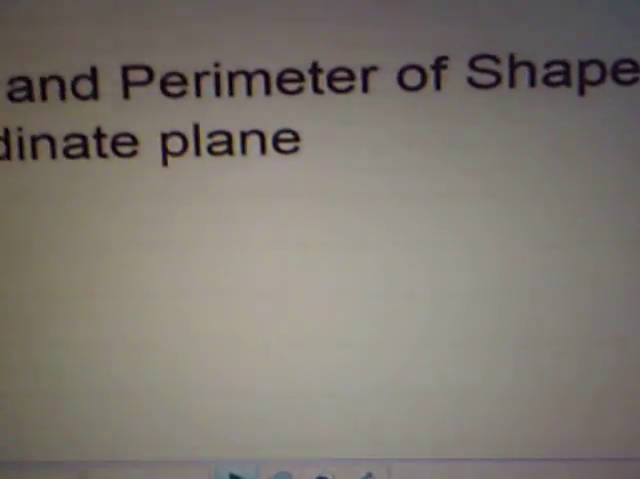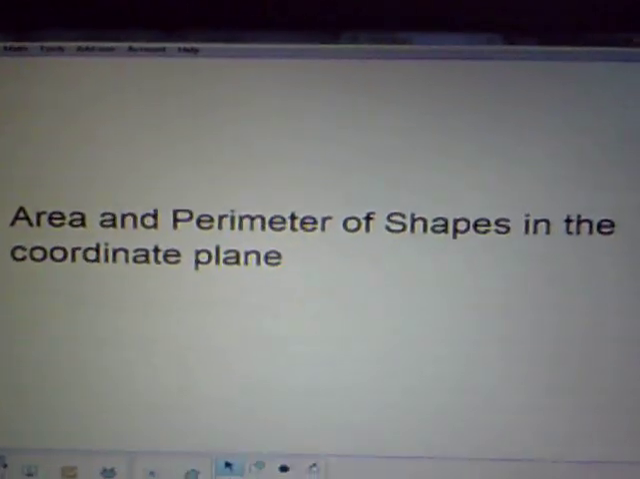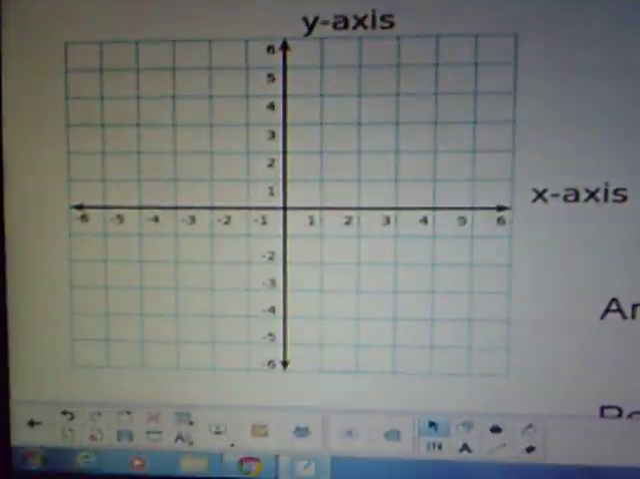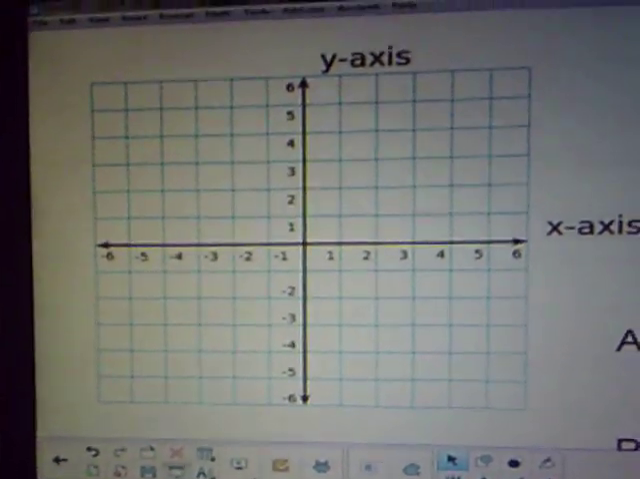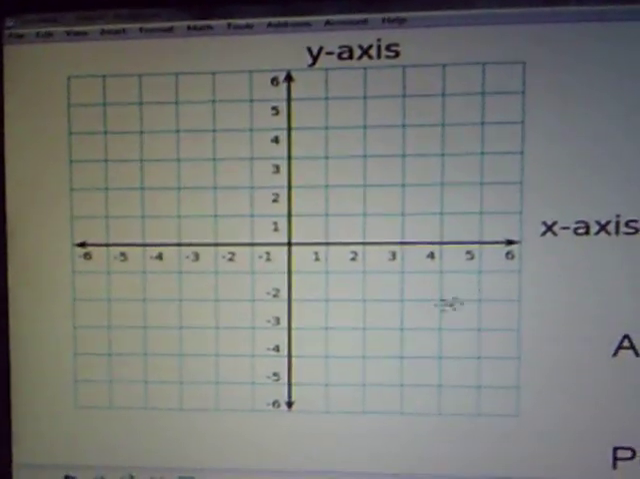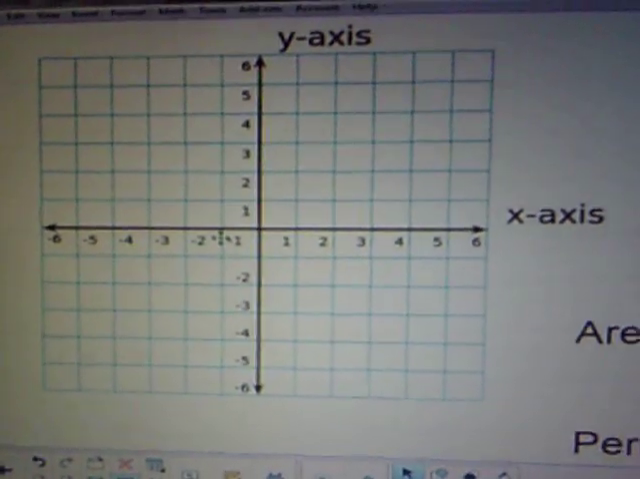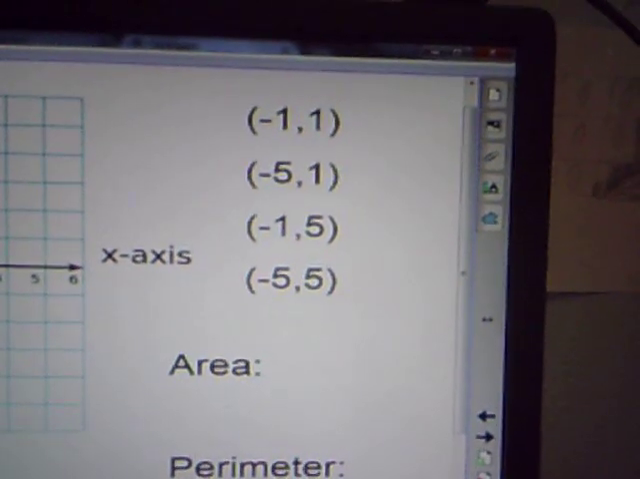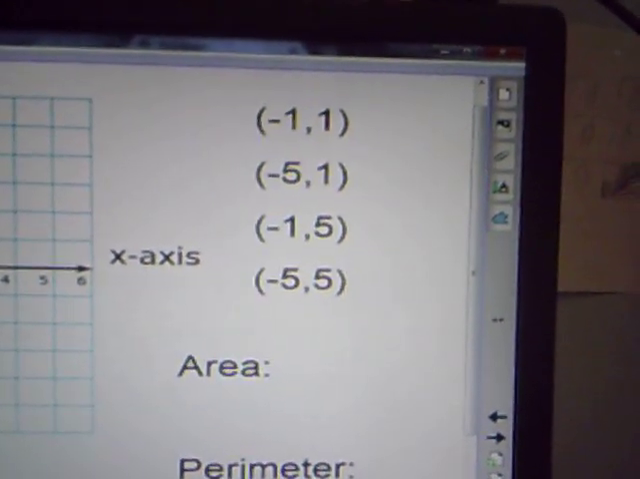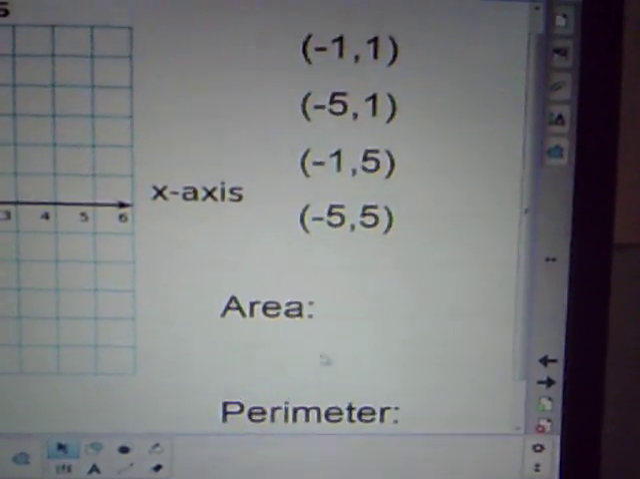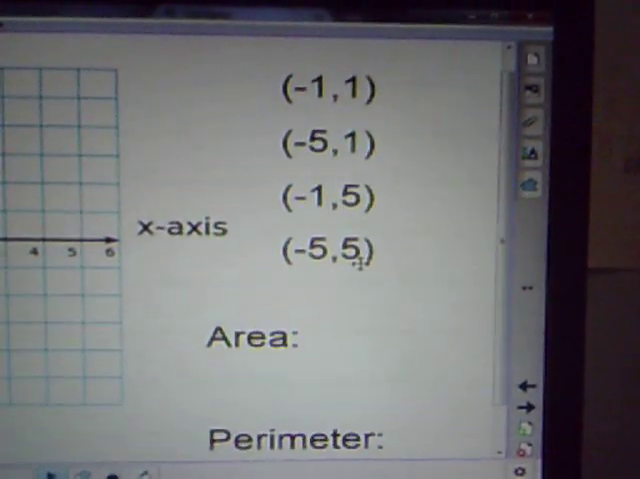So now let's talk about how to find the area and perimeter of shapes in the coordinate plane. Here's your coordinate plane. It's got your x-axis side to side, your y-axis up and down, and here are some points. Sometimes I will ask the student to take these points and find the area and the perimeter of the shape that it makes.